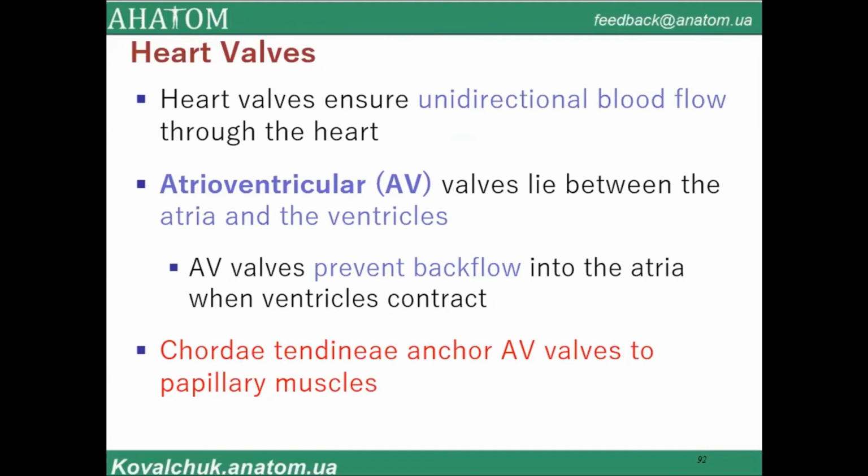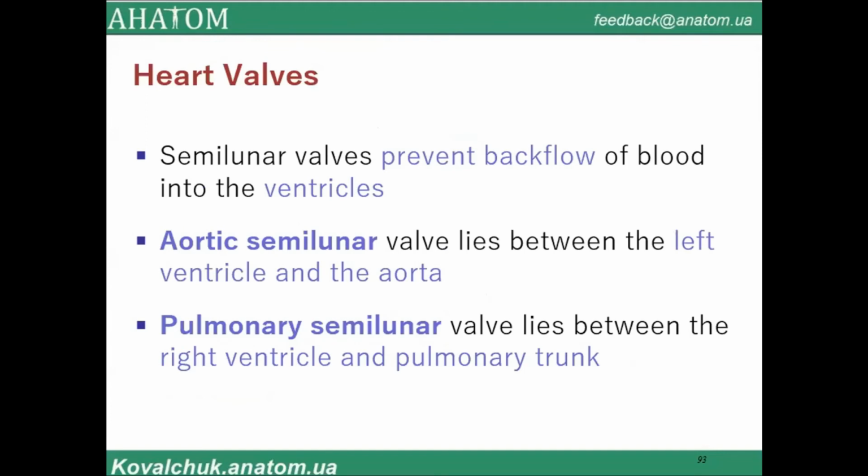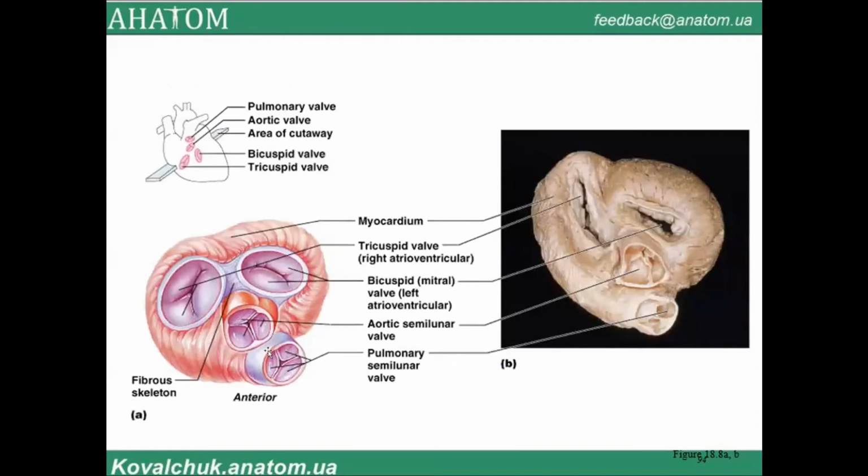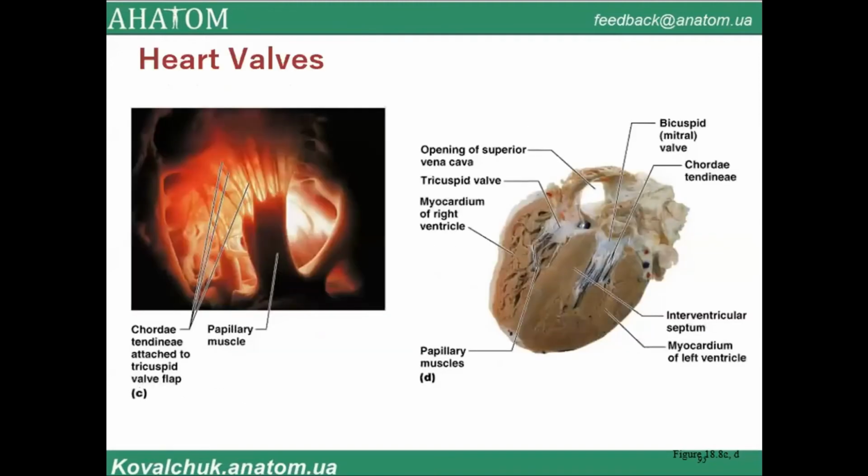It's atrioventricular valves, chordae tendineae anchor atrioventricular valves to papillary muscle, and semilunar valves prevent backflow of blood into the ventricles. The aortic semilunar valve lies between the left ventricle and the aorta. The pulmonary semilunar valve lies between the right ventricle and pulmonary trunk. And here you look at some structures of the section: the bicuspid or mitral valve, left atrioventricular valve, pulmonary semilunar valve, heart valve, and papillary muscle.